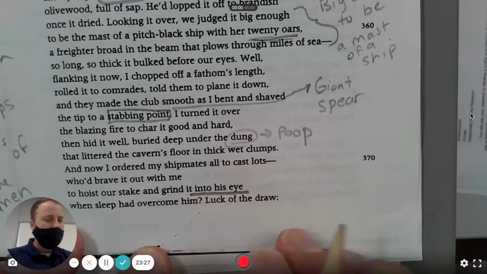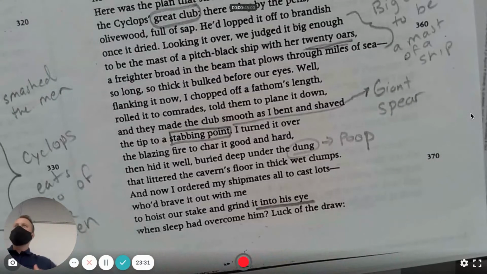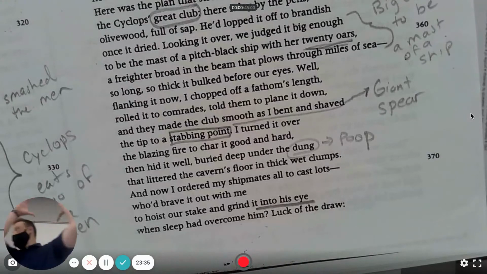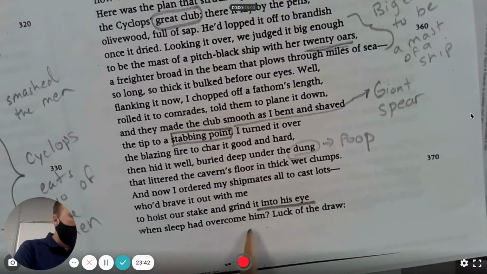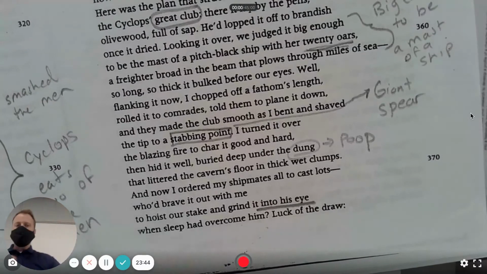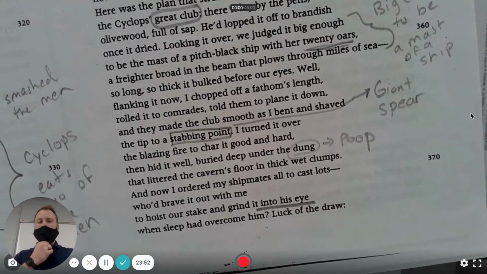So he's saying, hey, we're going to draw straws, or flip a coin. What he means by draw lots is we're going to find out who's going to help me stab the Cyclops in the eye. Okay, this is his plan. When sleep had overcome him. Okay, so he's got this plan to sharpen this giant stake or spear. He's going to stab it into the eye of the Cyclops.